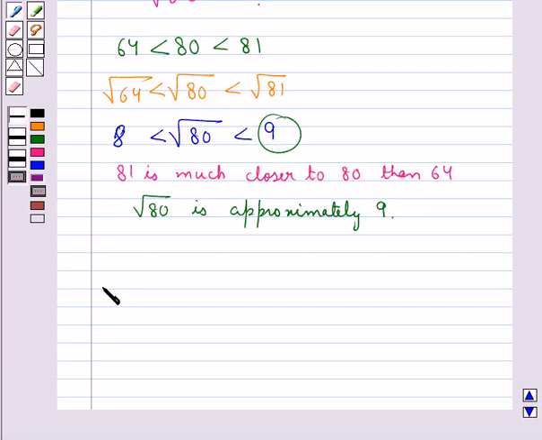This completes the session. Hope you have understood the concept of square roots.